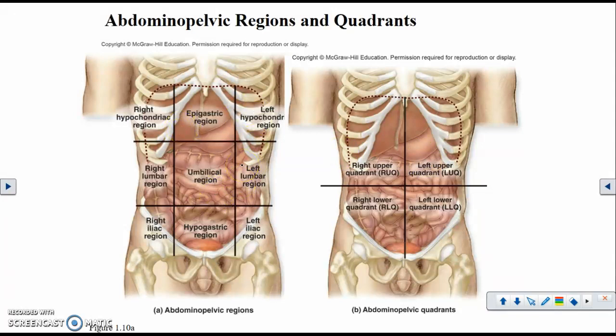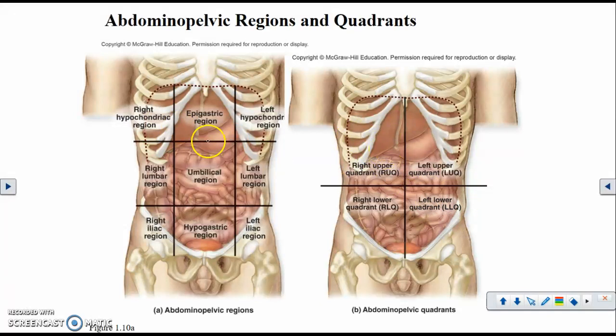FYI, this is the way that medical professionals do it, like in a case history or a medical exam. They have a technique. They'll say, oh, there's a pain in the left lumbar region, there's a pain in the right hypochondriac region, or inversely speaking, there's a pain in the right upper quadrant.